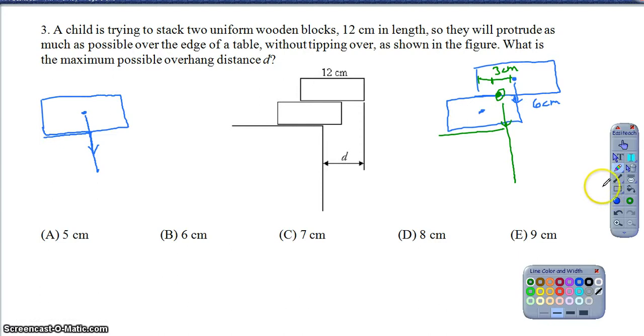So at this point, it's just a matter of finding out the total distance I've extended. I've got 6 centimeters from the top brick. I've got an additional 3 centimeters from the second brick, which obviously gives me a total of 9 centimeters over the ledge of the wall.